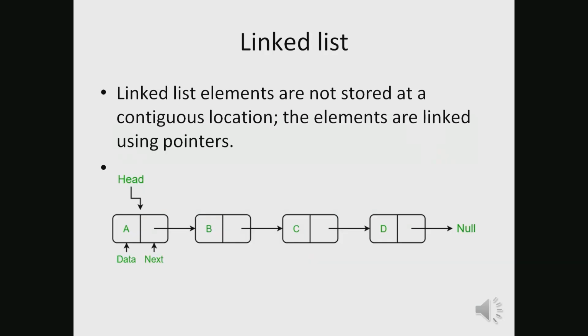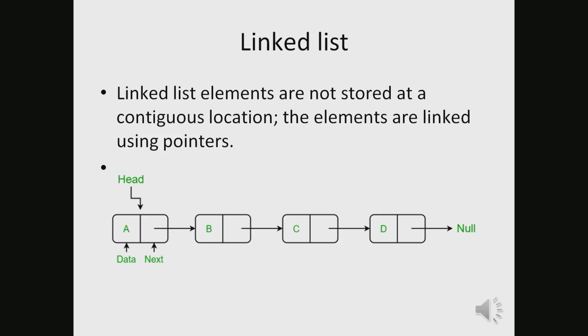The next one under the linear data structure is linked list. It is a collection of nodes that are made up of two parts, that is, a data element and a reference to the next node in the sequence. Linked list elements are not stored at contiguous locations. The elements are linked using pointers.